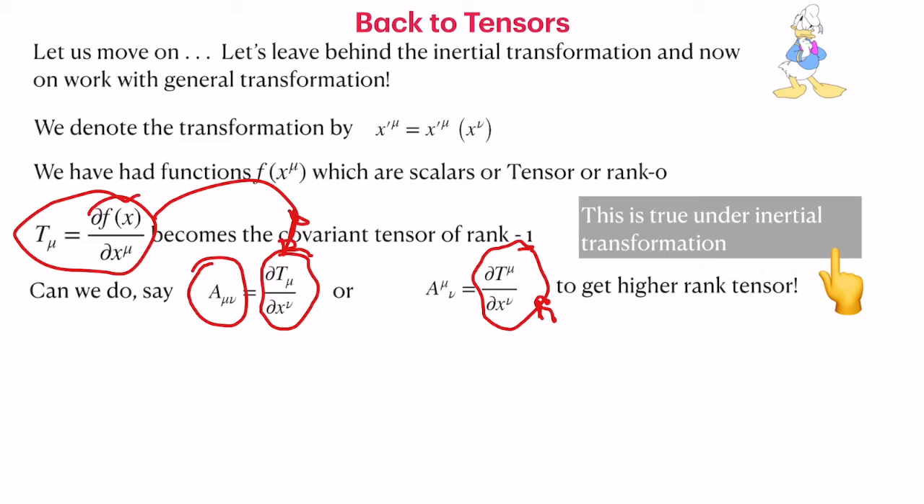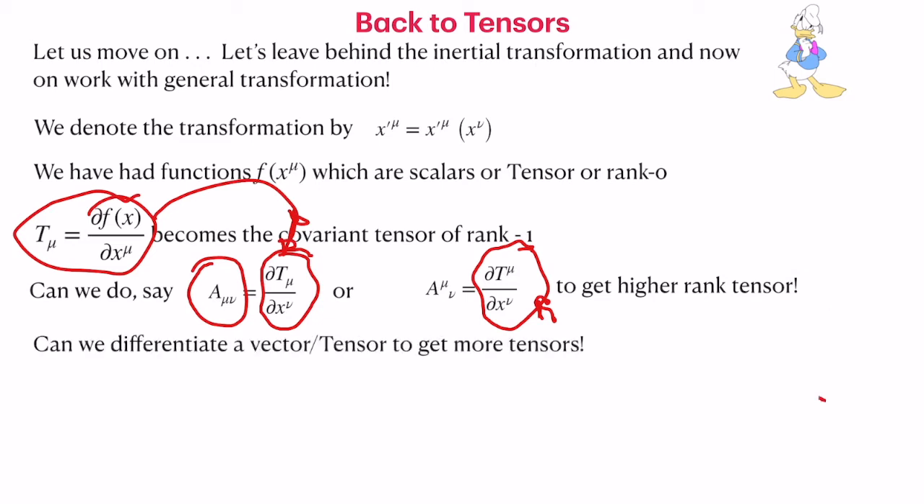Now the question is whether it transforms like a tensor or not. Of course, we know that under inertial coordinate transformation, this would transform like a tensor. It would be easy to show that under inertial transformation, these partial derivatives transform like a tensor. However, it needs to be checked what happens if the transformation is general. In short, our goal is to check what happens to the derivatives of a vector or tensor under arbitrary coordinate transformation.